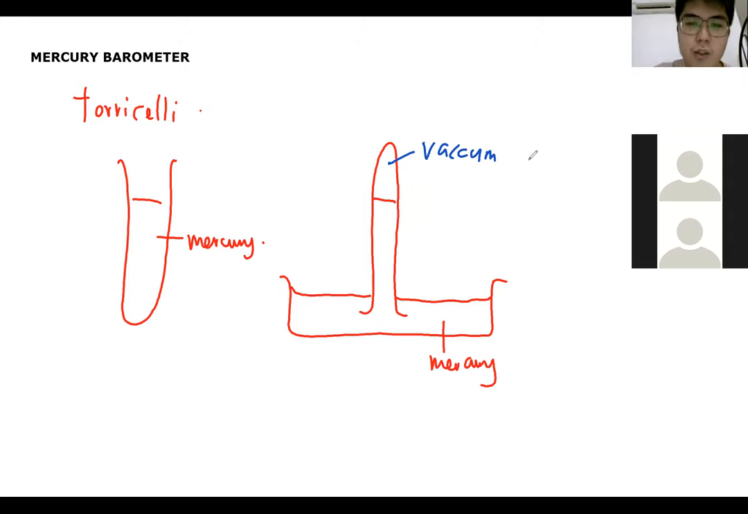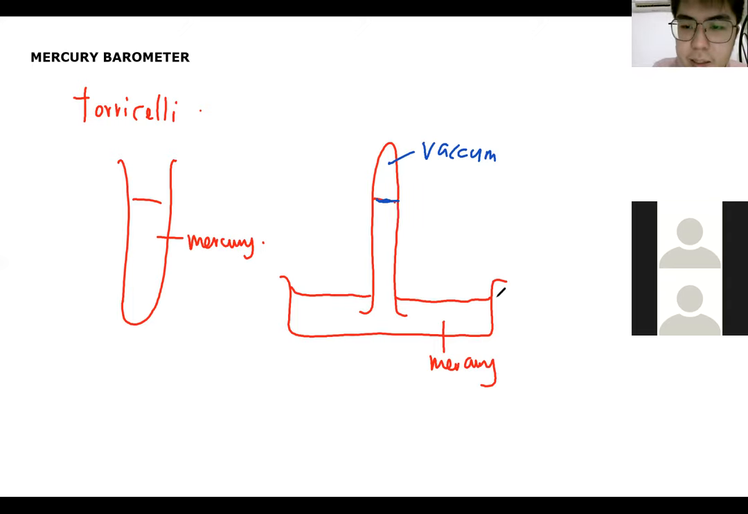So with this vacuum here, he observed that the mercury inside the tube does not fall. It remains at this level still. So why doesn't the mercury fall? Because there's a weight, right? This mercury should be pushing down. Let's say the level here, I label it this point A.